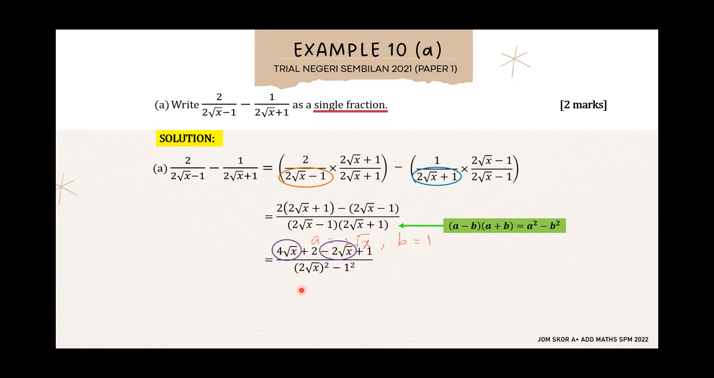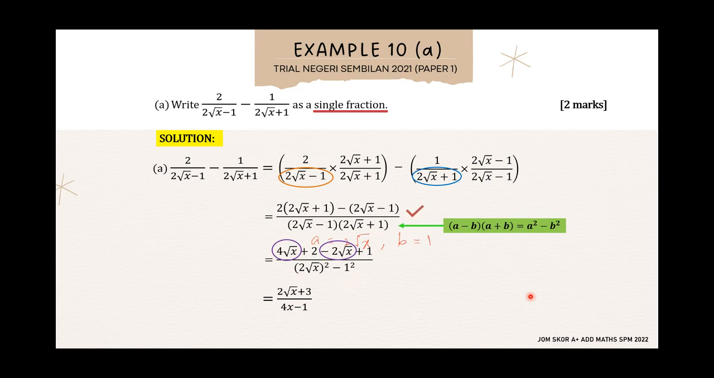Kat sini kita ada 4 third x minus 2 third x. This is the like term. Jadi kita boleh kan like term ni. Okay. Jadi kita akan dapat 2 third x, 4 third x minus 2 third x. Kita akan dapat x. 3 kita dapat daripada 2 plus 1. 3. Kemudian denominator kita akan dapat 4x minus 1. Okay, kenapa? Sebab 2 third x square. 2 kuasa 2, 4. Third x kuasa 2 dapat x. Minus 1 square. Square is equal to 1. Okay. Right, nampak tak? Sekarang kita ada single fraction. We have no longer third in our denominator. So, yeah. Okay, 2 markah saja.